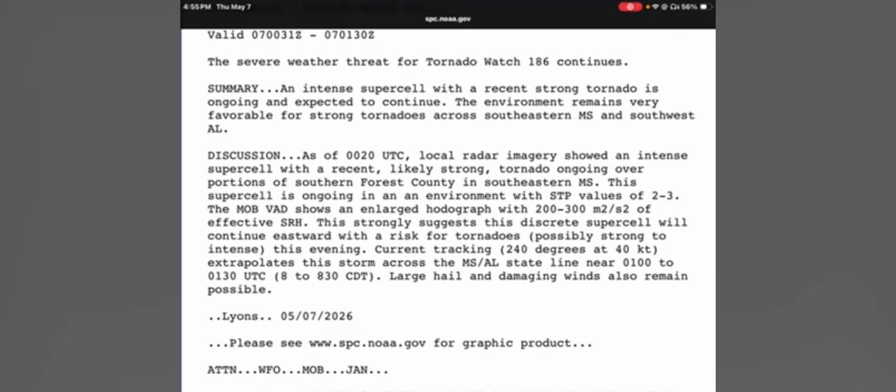Currently tracking at 240 degrees at 40 knots, extrapolates this storm across the Mississippi-Alabama state line near 130Z, or 8:30 Central. Large hail and damaging winds also remain possible.